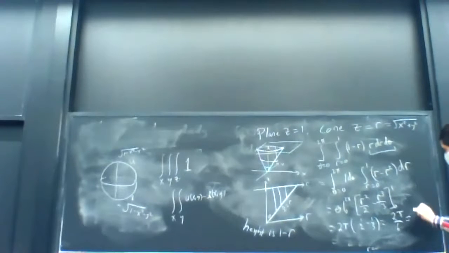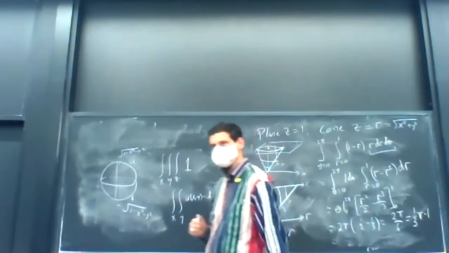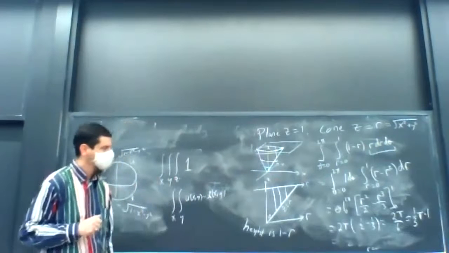Also known as 1/3 pi. Or if you really want to be, 1/3 pi times 1. Any idea why I multiplied by 1 at the end?